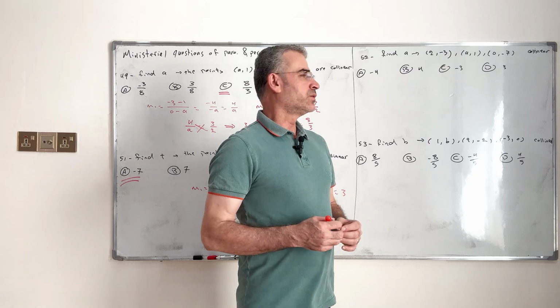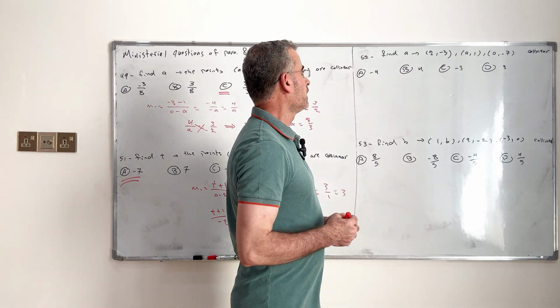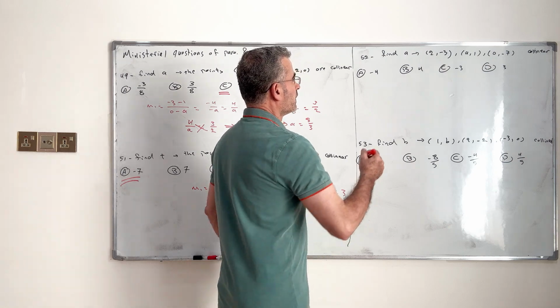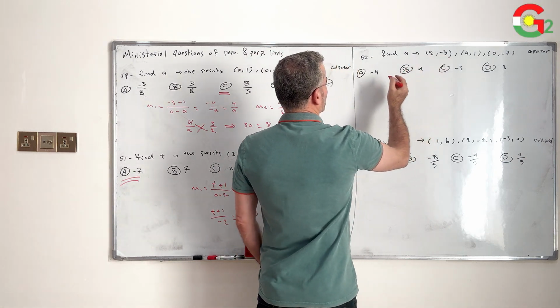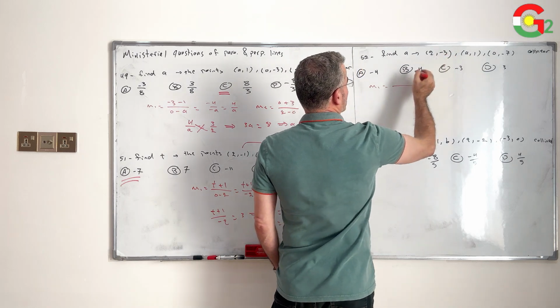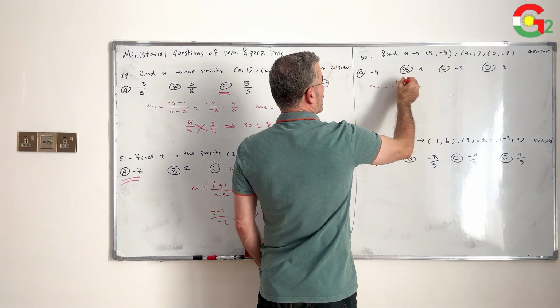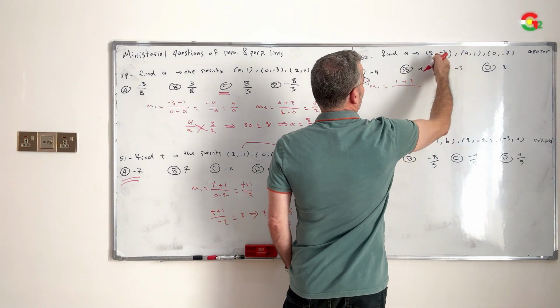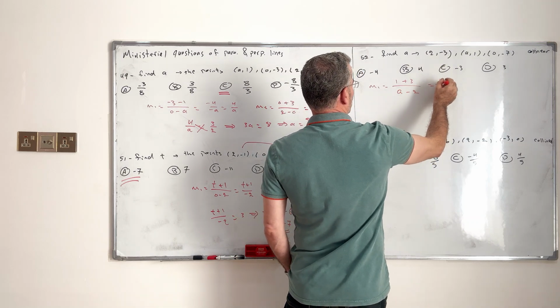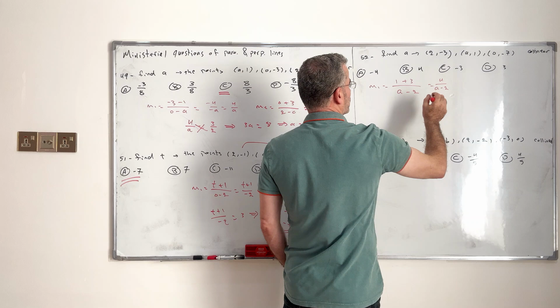Question number 52. Find the value of a so that the 3 points are collinear. It is the same steps. m1 equal to 1 minus -3, it's 1 plus 3 over a minus 2. Then the slope is 4 over a minus 2.